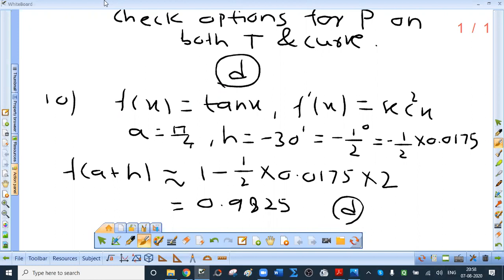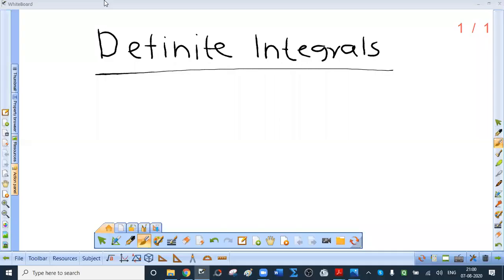So the correct option is D, Delhi. Now the next topic is an important one, definite integral.